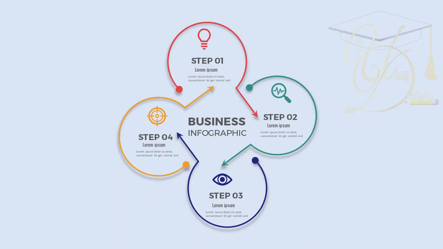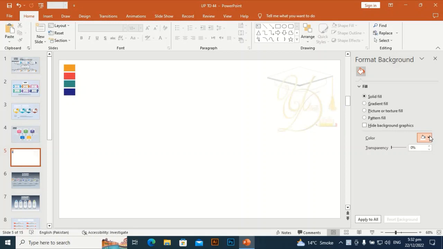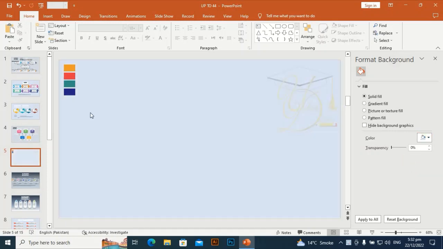In today's tutorial, I'm going to show you how to design this beautiful process flow in PowerPoint. Keys that I'm using during the design you can see at the below bar. Follow these keys and watch the video till the end. Let's get started. Go to format background. We will give some different color.